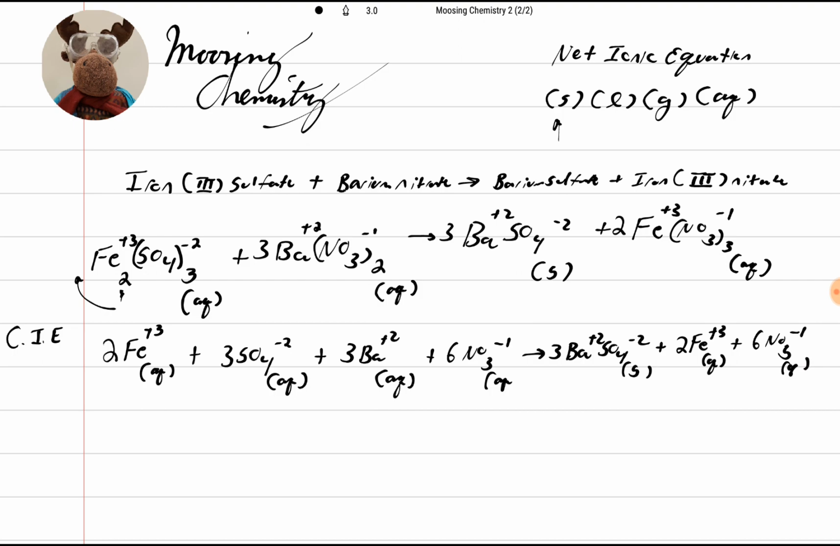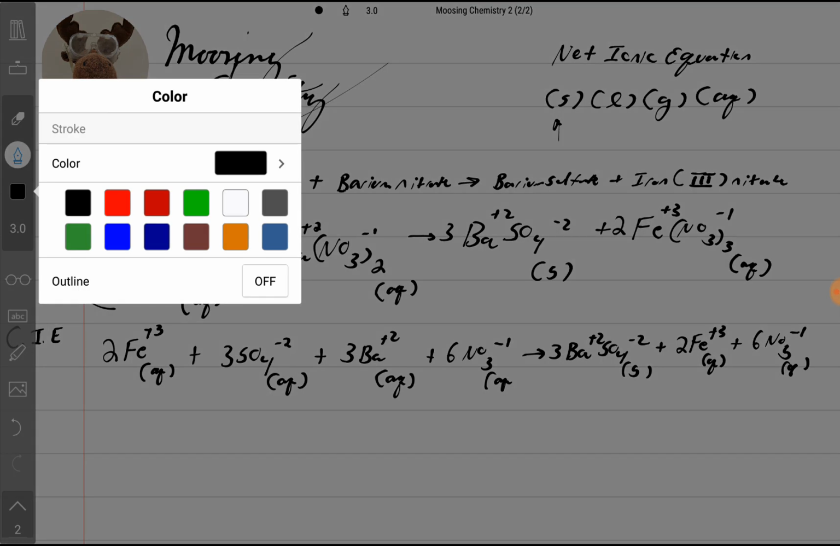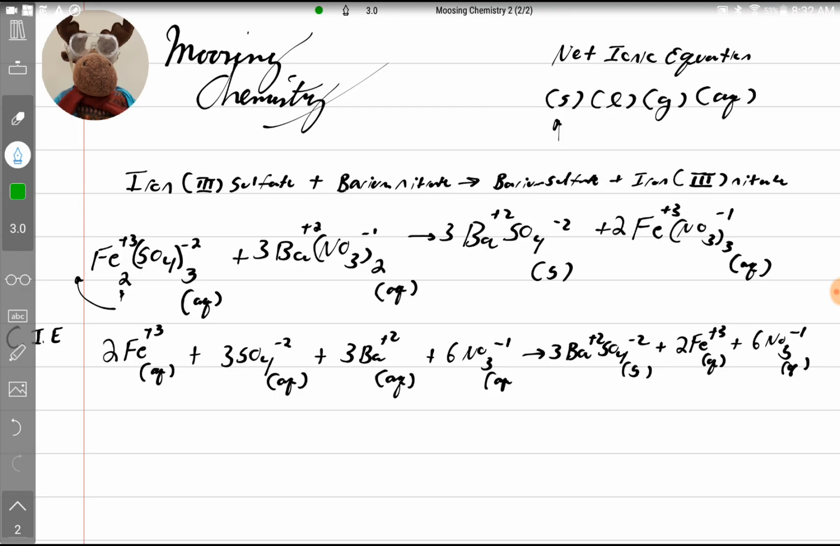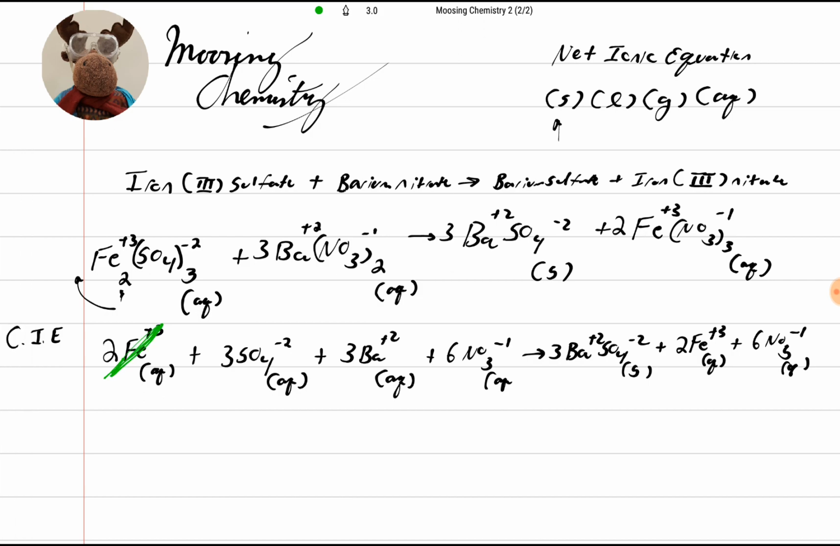So now let's go ahead and change the color here because it just makes this look a little bit easier to do. How about green? Green sounds good to me. Okay, look at the iron. The iron on this side and the iron on this side haven't changed. So they're a spectator ion. So we're going to scratch those out. They're spectators. Our sulfates went from AQ to solid, so that one did change. Our bariums went from AQ to solid, so that changed. Our nitrates, they're both AQ on both sides, so they're spectators.